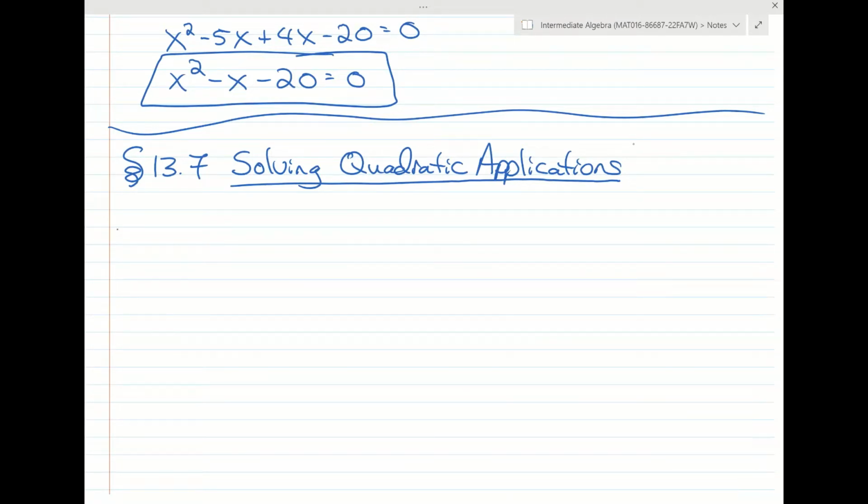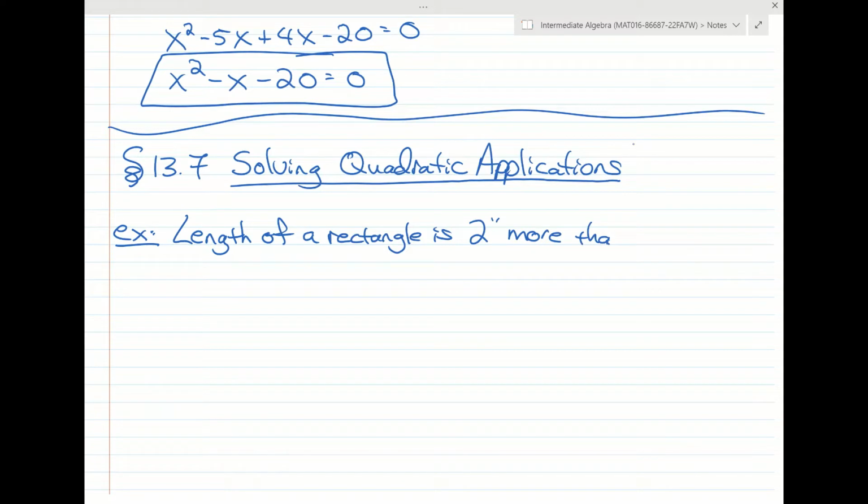So let's start with the first one. Let's say the length of a rectangle is 2 inches more than the width. And the area is 15 square inches. Find the length and width.